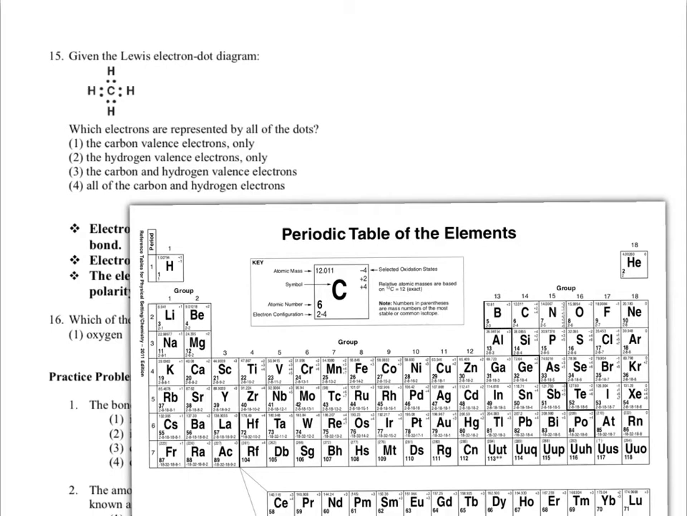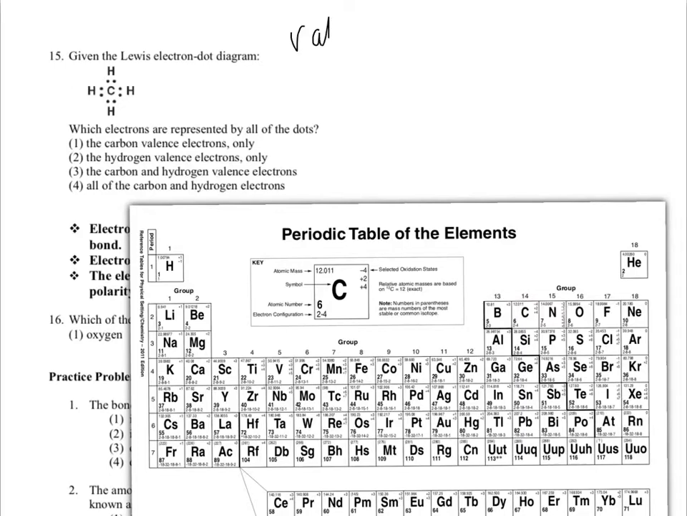In question 15, we are given the Lewis dot diagram of methane, CH4, and asked which electrons are represented by the dots. So here we're dealing with carbon, element number 6, and hydrogen, element number 1. Recall that Lewis electron dots are always only going to be the valence electron dots.